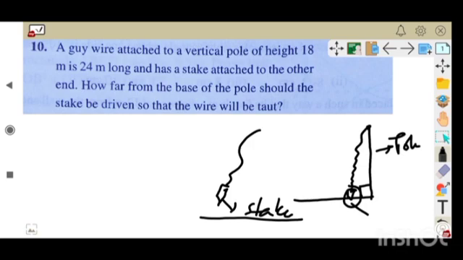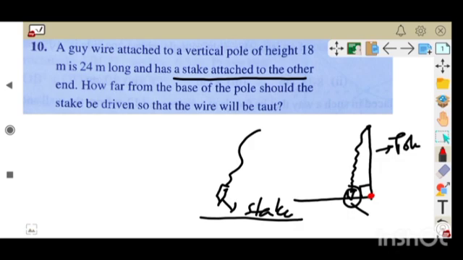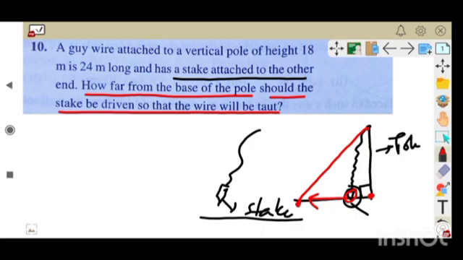Now the question is saying, has a stake attached to the other end? Yes, I have shown it now. How far from the base of the pole? This is called the base of the pole. If we want to make this wire straight, taut, it has to go this side, so that now it becomes straight. So the question is, how far from the base of the pole should the stake be driven so that the wire will be taut? That means we have to find the distance between this and this.